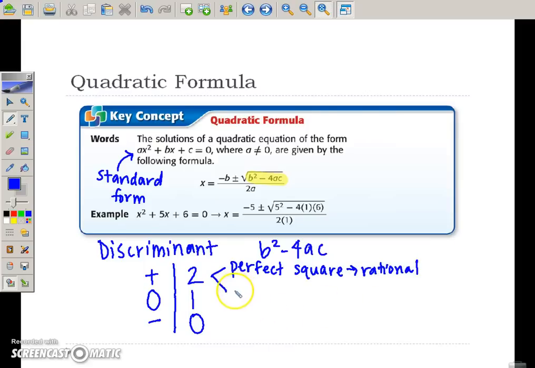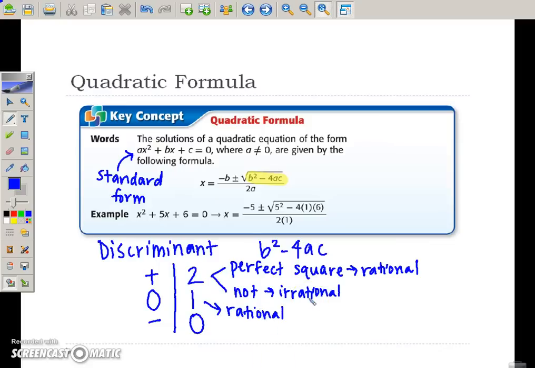If it's not a perfect square, that means we can't take the square root and get a pretty number, so it's going to be an irrational solution. If we get 0, the square root of 0 is 0, so the whole radical goes away and we're left with a fraction. So one solution is always going to be a rational solution.